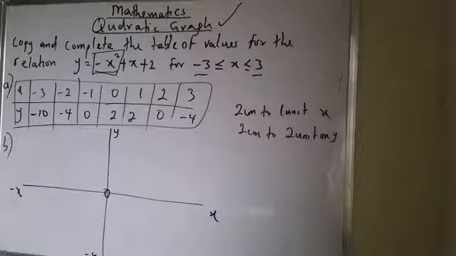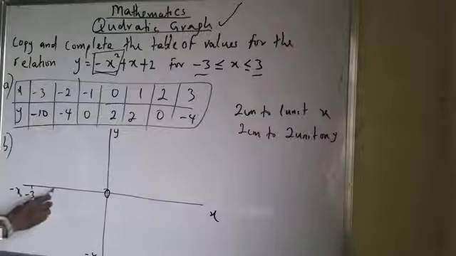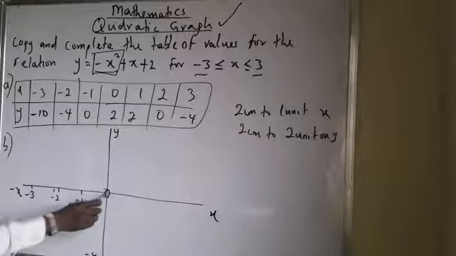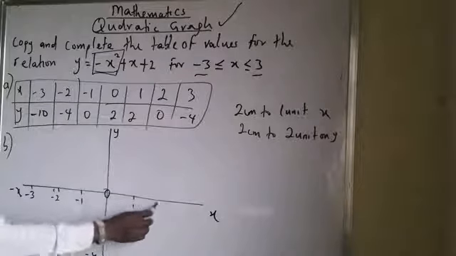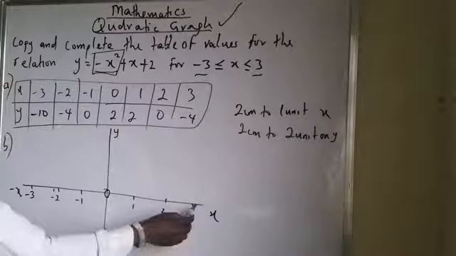Now, the first thing I will do is that I will have minus 3. Now, these 2 centimeters will take you a step when you're plotting your graph. Minus 2, minus 1, 0, 1, 2, 3. Is that 3? That is 3 highest.